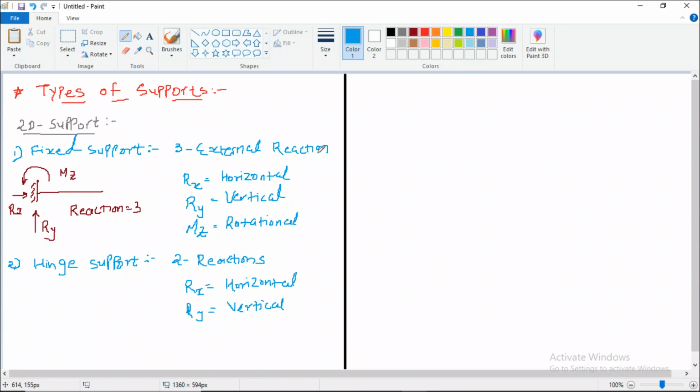So how we can draw this graphically? Your hinge support is shown like this, and there are two reactions. One is vertical Ry, second is horizontal Rx. So number of reactions will be 2.